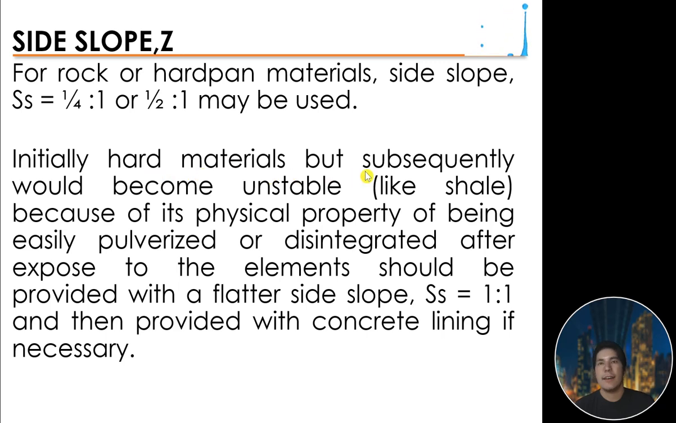Initially hard materials, but subsequently would become unstable like shale because of its physical property of being easily pulverized or disintegrated after exposure to the elements, should be provided with flatter side slope, which is 1:1. And then provided with concrete lining if necessary. So there are hard rocks that get pulverized when exposed.